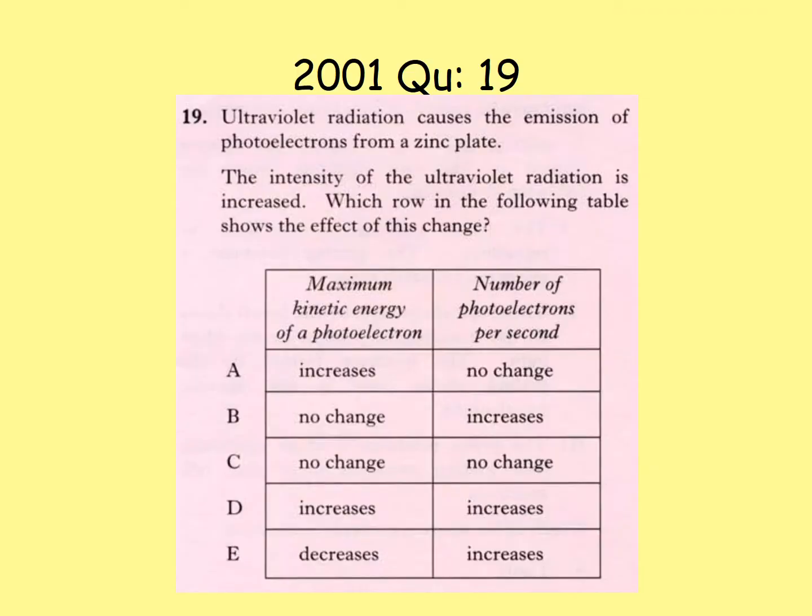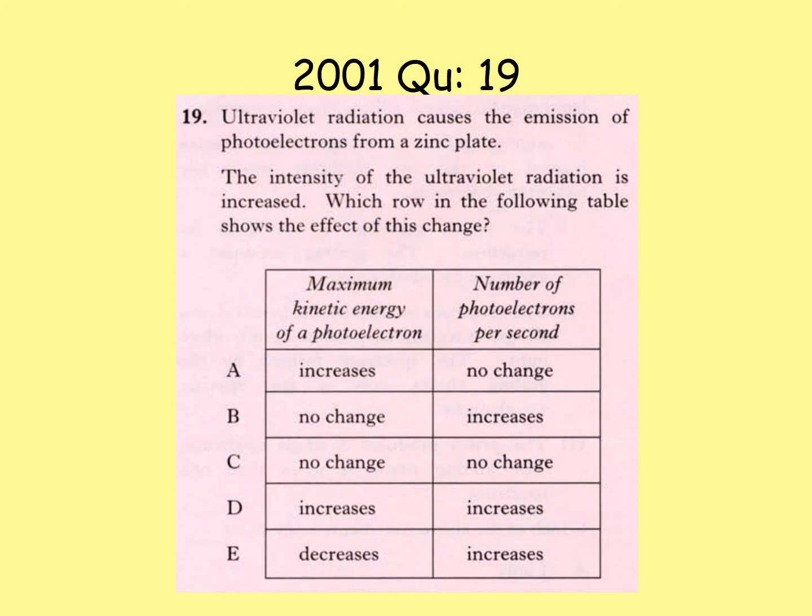Okay, so this is a 2001 paper, question 19. Ultraviolet radiation causes the emission of photoelectrons from a zinc plate. The intensity of the ultraviolet radiation is increased. Which row in the following table shows the effect of this change?